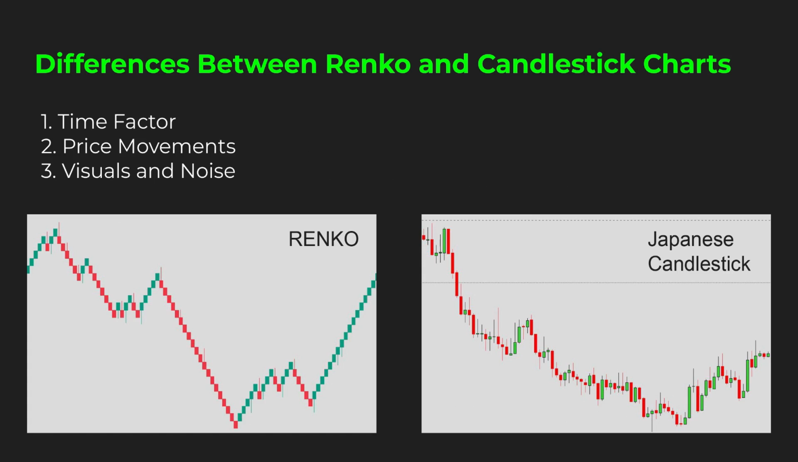In this way, they provide a clearer view of the market's direction by eliminating unnecessary noise. So, what are the differences between Renko and Japanese candlestick charts? We can mention three main differences. The first is the time factor. In Japanese candlestick charts, each candle represents a certain time interval.